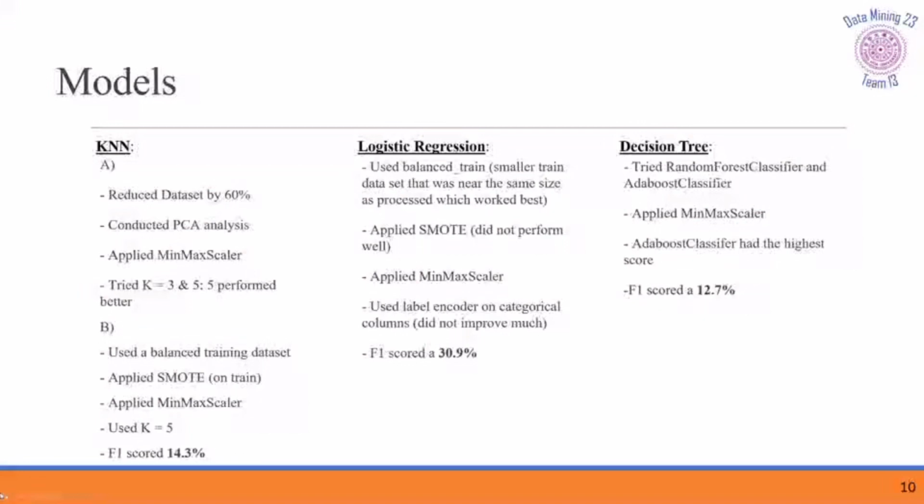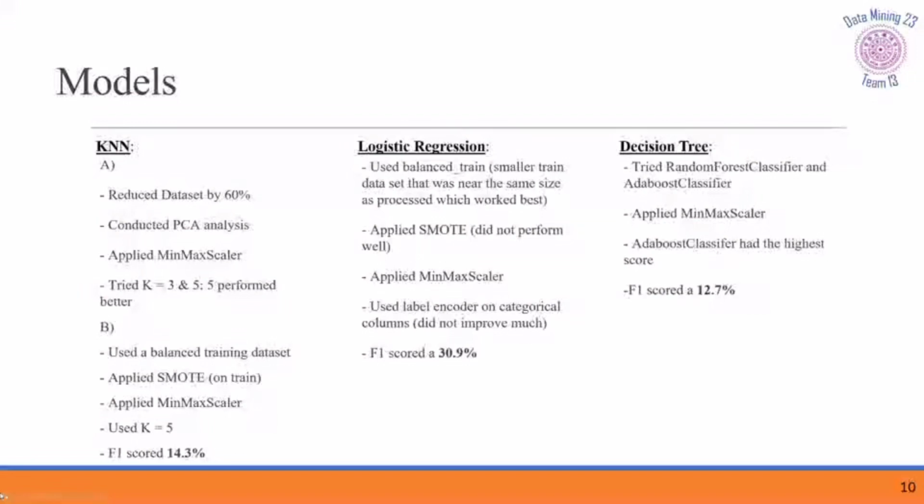With logistic regression, we used a balanced training data set, and we discovered that a similar size between the training and public data gave better results. We applied SMOTE, but it didn't really affect the results by much. We applied min-max scaler, and we did label encoder on category columns, but that also didn't affect it by much. And we got an F1 score of 30.9%.